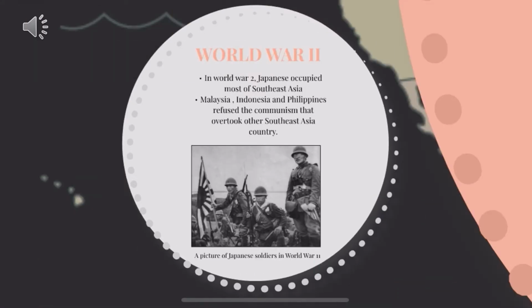World War II. In World War II, the Japanese occupied most of Southeast Asia. In the post-World War II years, Thailand, Malaysia, Indonesia, and the Philippines resisted the diffusion of communism from the north that overtook Vietnam, Laos, and Cambodia. This is a picture of Japanese soldiers in World War II.